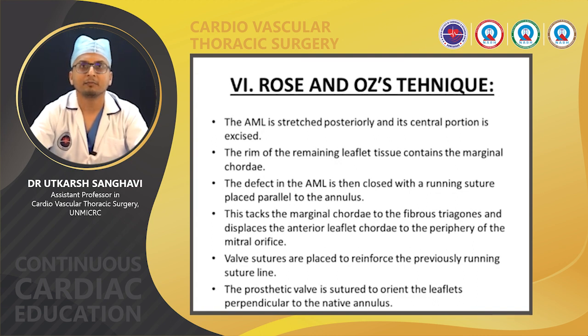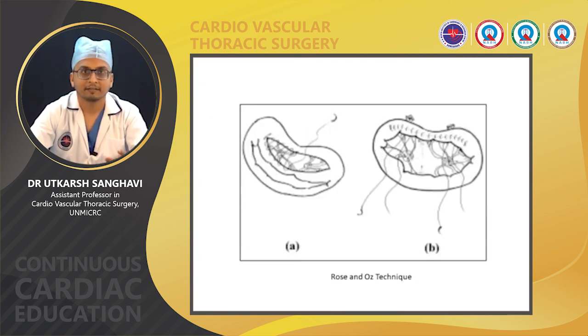The next most commonly used technique was described by Rose and Oz. The AML is stretched posteriorly, so you pull the AML towards your side when you are operating, and an incision is placed in the center of the AML. The rim of the remaining leaflet tissue which contains the marginal chordae is saved, whereas the remaining part is excised. After excising that elliptical tissue, as you can see in this figure, the remaining AML is sutured with a running suture, and then later the AML is plicated towards the anterior mitral annulus.